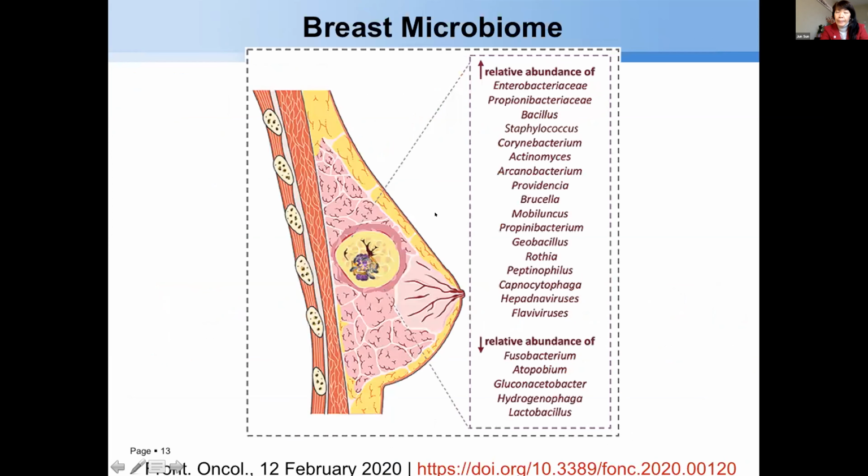So the system is very comprehensive, and people start to realize the breast is not sterile, and there is a breast microbiome associated with the health of the breast. And here is the recent literature I cited. So you will see during the progression of breast diseases, there is a clear sign that some bacteria listed here increased, and some of these beneficial bacteria reduced in abundance in the location.